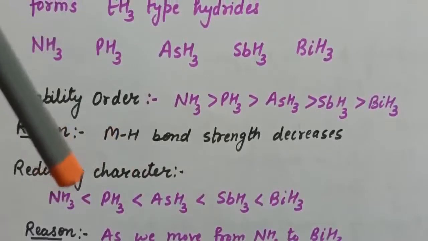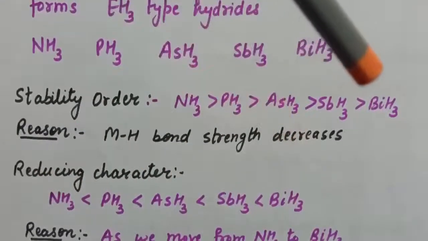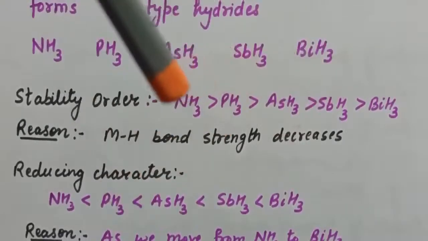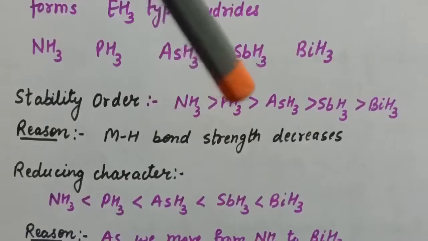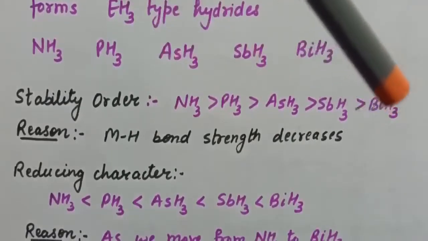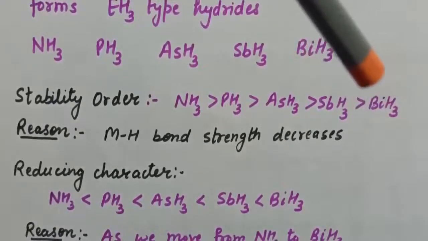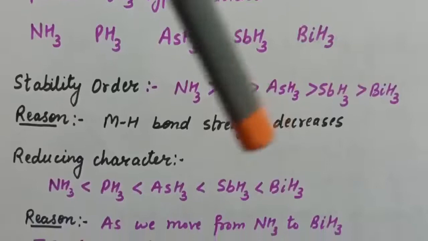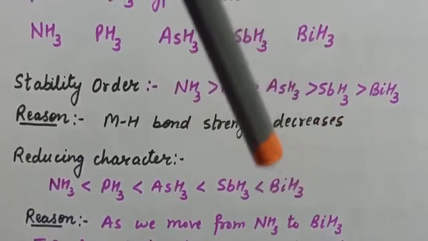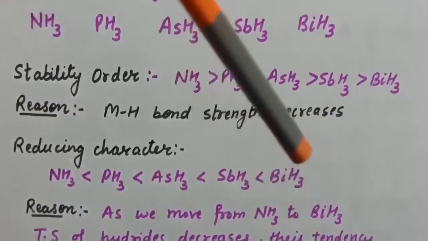As we know, the stability of these hydrides decreases when we move from nitrogen to bismuth, so we can say that the M-H bond strength decreases when we move from nitrogen to bismuth. From here we can say that it is easy to remove the hydrogen from BiH3, and that is why it has the most reducing character, or the reducing character value is highest in case of BiH3.